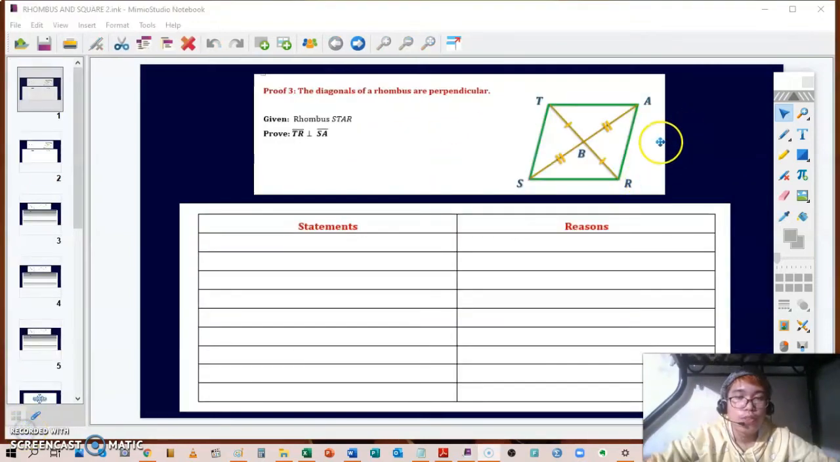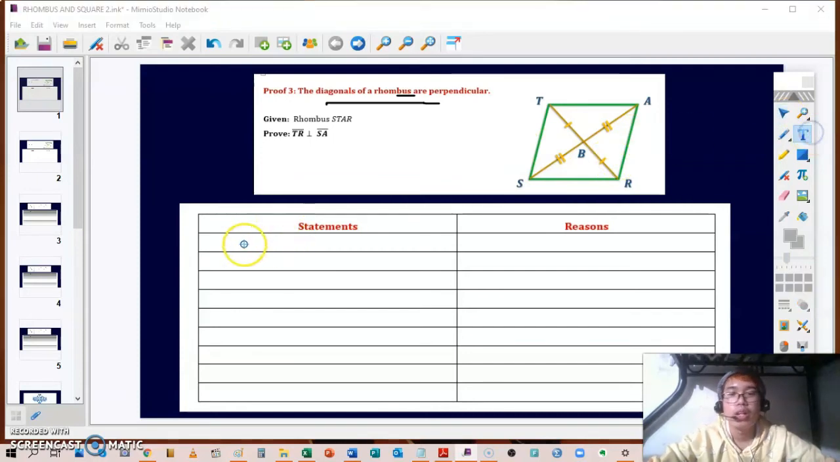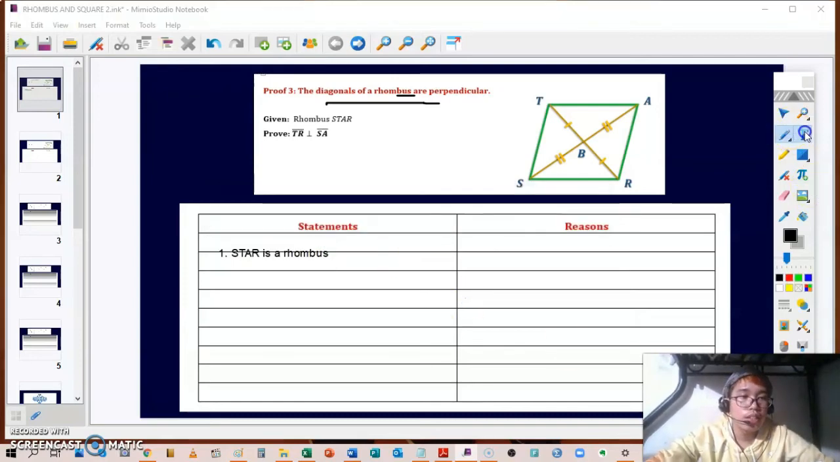And that's it. For our third proof, we have that the diagonals of any rhombus are perpendicular. Here we have rhombus STAR, and we want to prove that the diagonals TR and SA are perpendicular. Using the properties of a rhombus, how can we prove that? First we write the given. Number 1: STAR is a rhombus. That's a given.